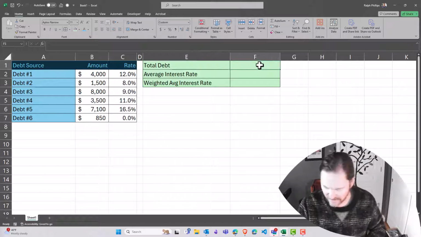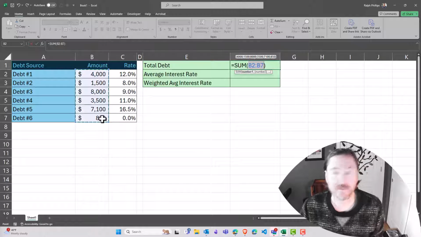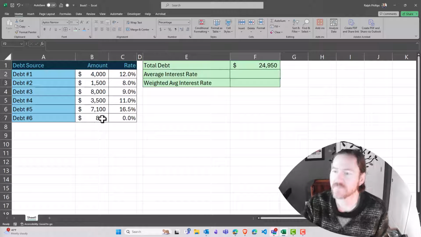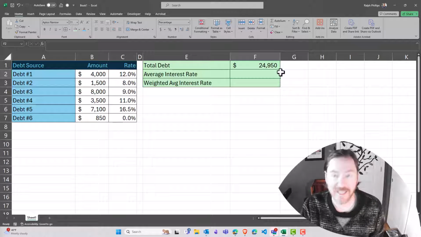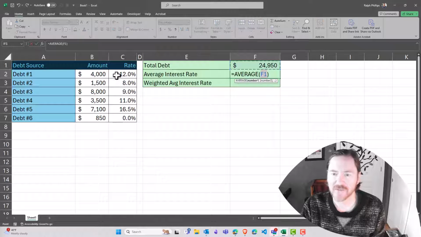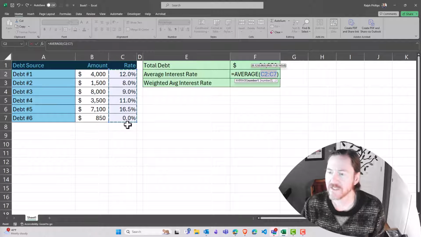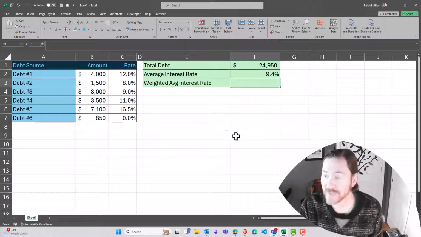So for instance, the total debt, and we'll just hit the auto sum button. We'll select all of our debt sources, sum those up. There we go. So this particular person has just under 25K in debt. What is the average interest rate? Well, again, I'm going to use my auto sum dropdown, but I'll choose average. I'll use my mouse to select all of the various rates, get an average of those cells, and we see the average interest rate is 9.4%.